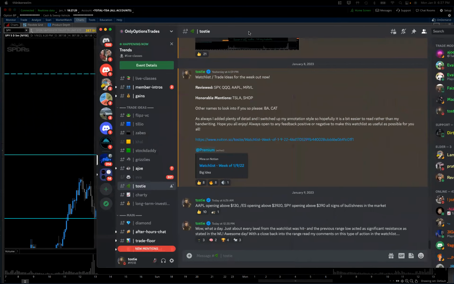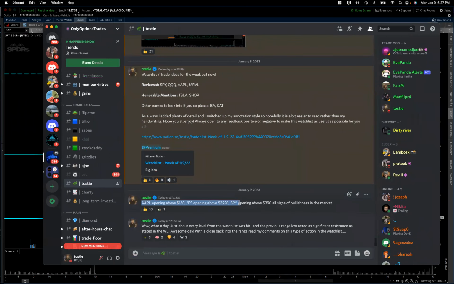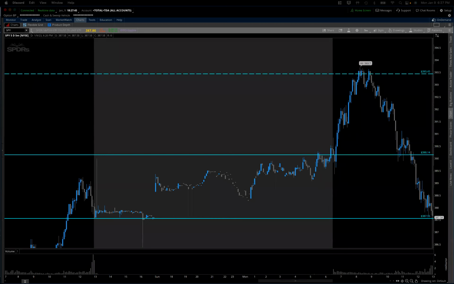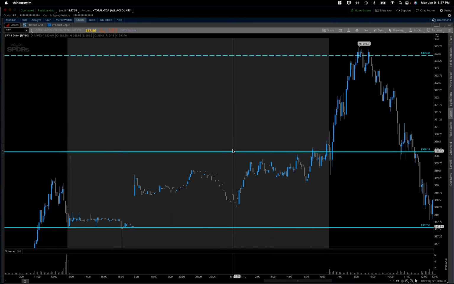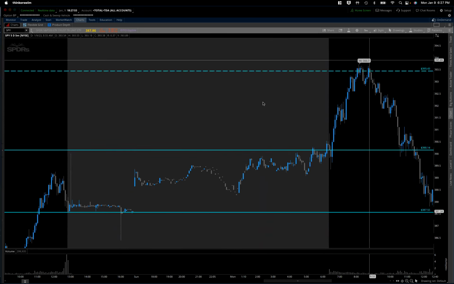Essentially, right at open, I noticed a few bullish indications. We had Apple opening above a key level identified in the watch list, ES opening above a key level identified in the watch list, and SPY opening above a key level identified in the watch list, which I said were all signs of bullishness. And you might be wondering, well, how did I come to that conclusion? Well, it's important to note that there was a key level in multiple stocks that I identified as being a key threshold to watch out for.